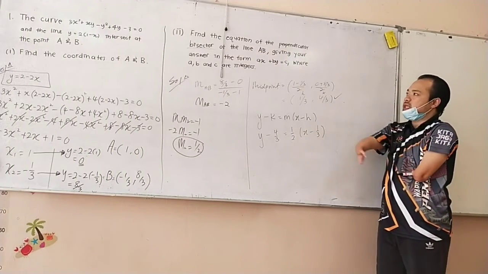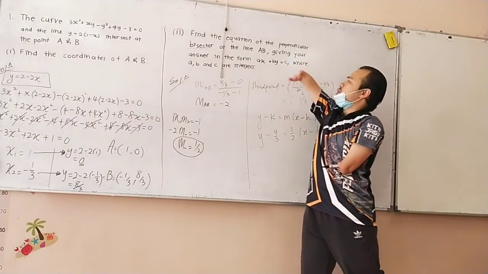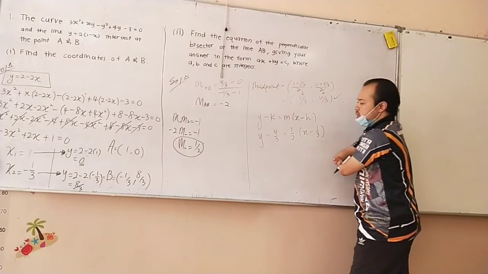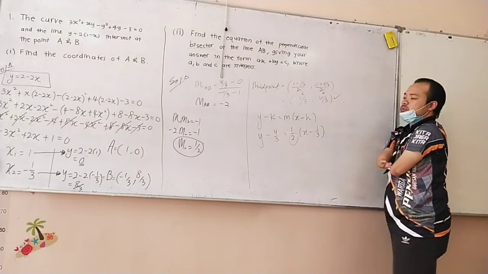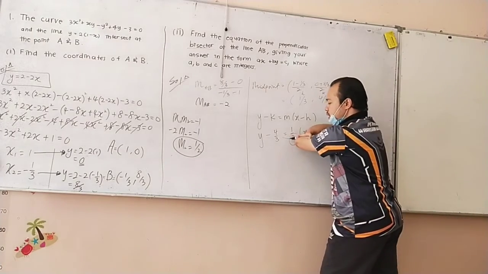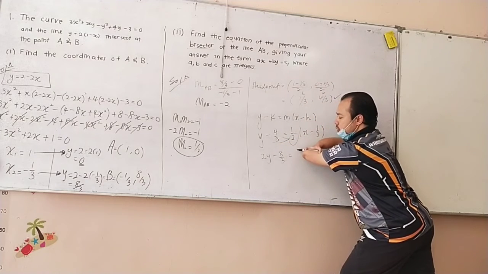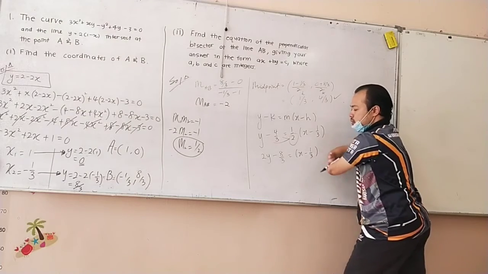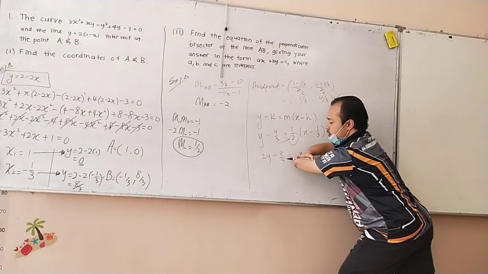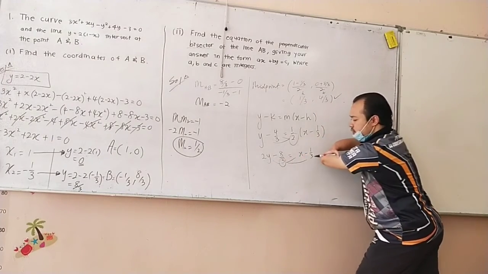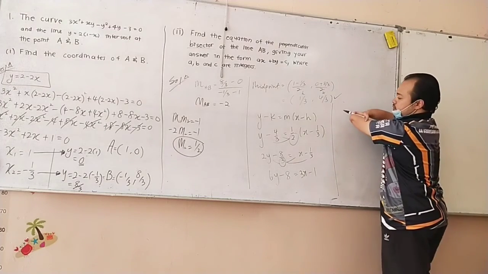Is this our final answer? No, you must rearrange, make it in terms of ax plus by is equal to c. Okay, so let's rearrange. First of all, I want to move this denominator to the first. Okay, multiply that to the left. So it's going to be 2y minus 8 over 3 is equal to x minus 1 over 3. Correct? Okay, so we can move the bracket over here. Then move this 3, okay, move to every term, and then rearrange.